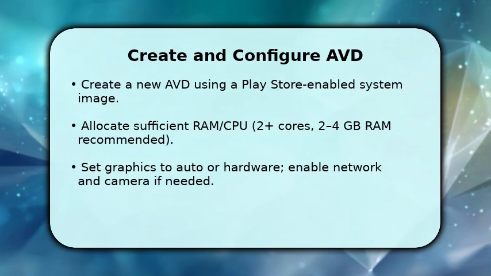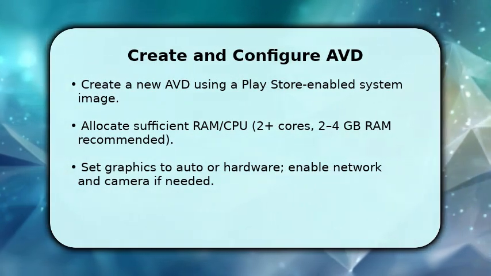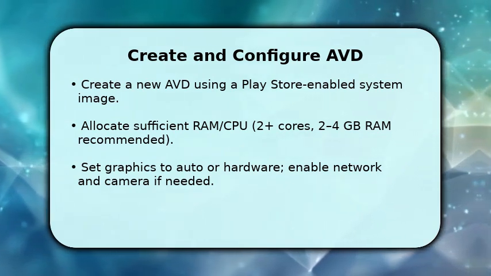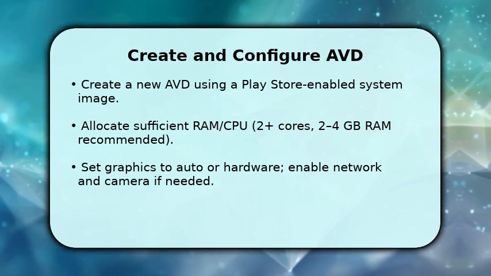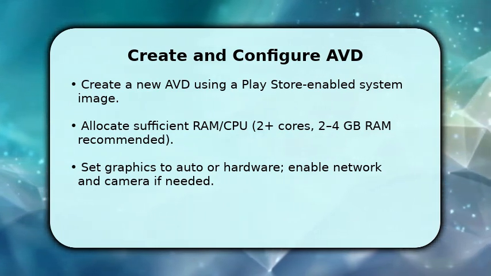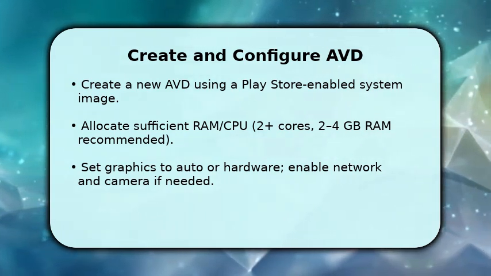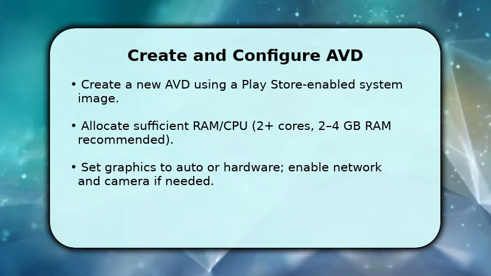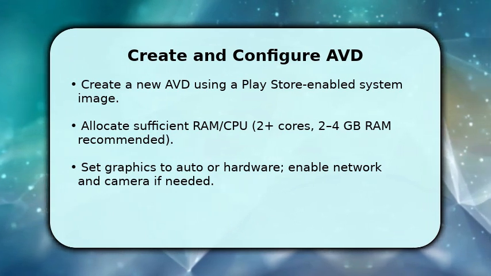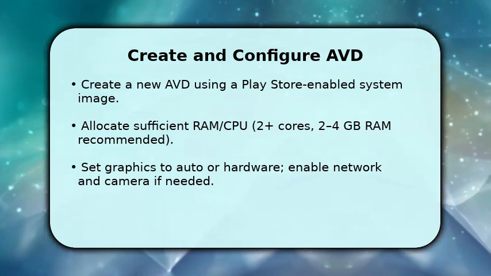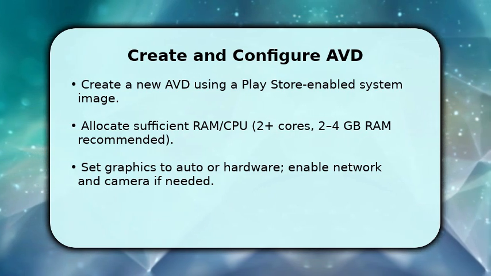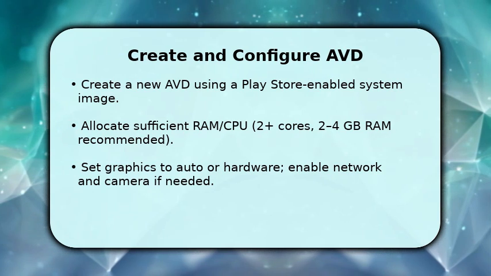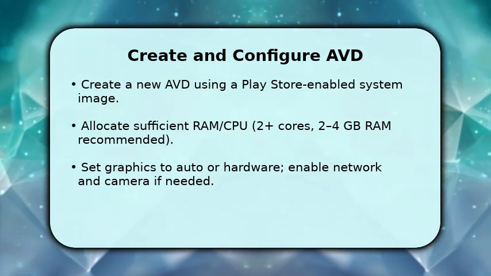Now you create and configure the virtual device. In AVD Manager, choose Create Virtual Device, pick a hardware profile, then select the Play Store-enabled image. Allocate enough CPU and RAM, 2 or more cores and a couple gigabytes of RAM to keep performance usable. Once the AVD exists, edit Advanced Settings, set graphics to hardware or auto, enable network, and map shared folders if you want to transfer files. These choices affect app compatibility and speed, so tune them before launching.